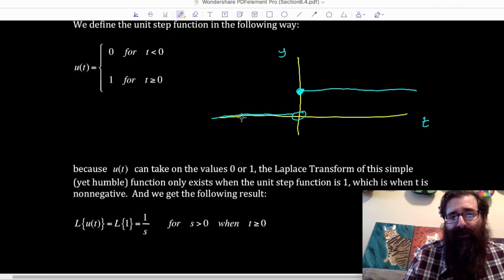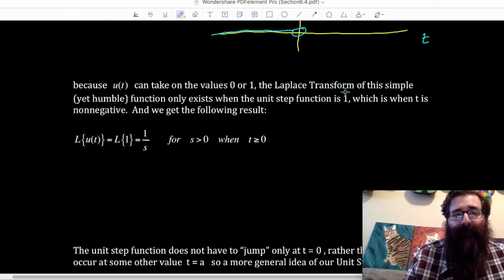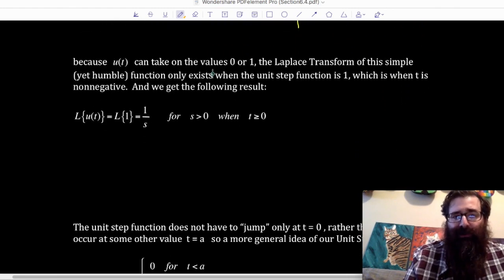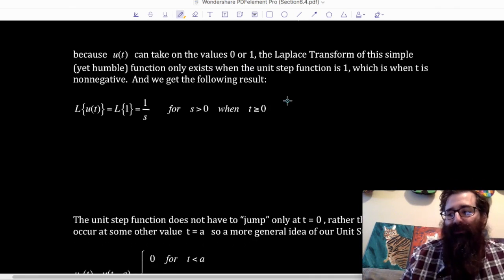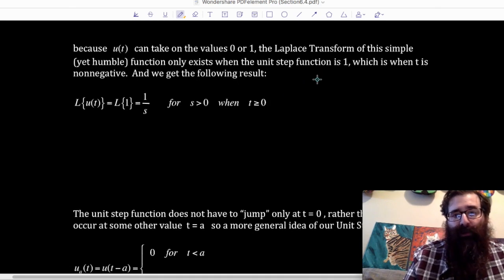And so it does nothing, and then at 0 it jumps up, and then it's up at 1, and it just continues on doing that. Because this unit step function can only take on values 0 or 1, the Laplace transform of it is actually pretty straightforward for this simple yet humble function. The Laplace transform is only going to exist when the unit step function takes on the value 1, which is when t is non-negative, and we get the following result.